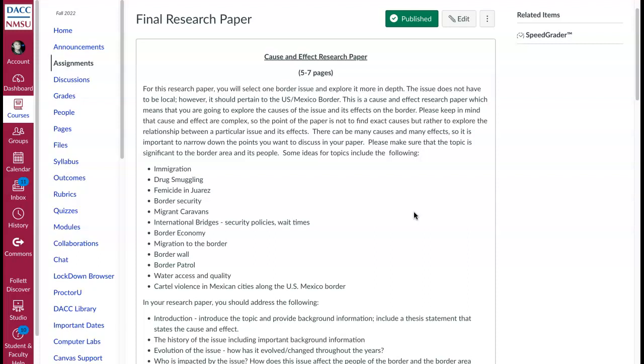Because if you think about it, with anything having to do with the US-Mexico border, there's no such thing as just one cause and just one effect. There's a lot of different causes and effects, right? And what's even more interesting is that there's many changes that have occurred in the US-Mexico border throughout the years. So have those causes and effects changed? Have they remained the same? Most likely they have changed because society has changed, right? Events have happened. So events cause different things to happen, and because of that we have different effects.